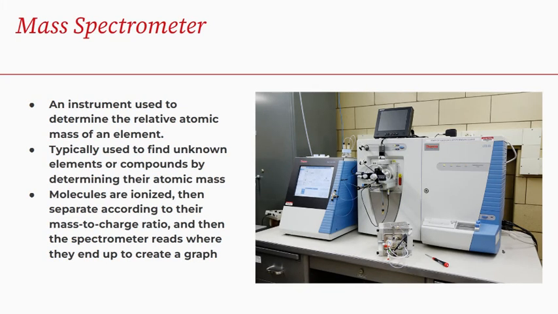This is our lecture on mass spectrometry. So pictured here on the right is a mass spectrometer. It is an instrument that we use to determine the relative atomic mass of an element. And it is a very common instrument that is found in chemistry labs.